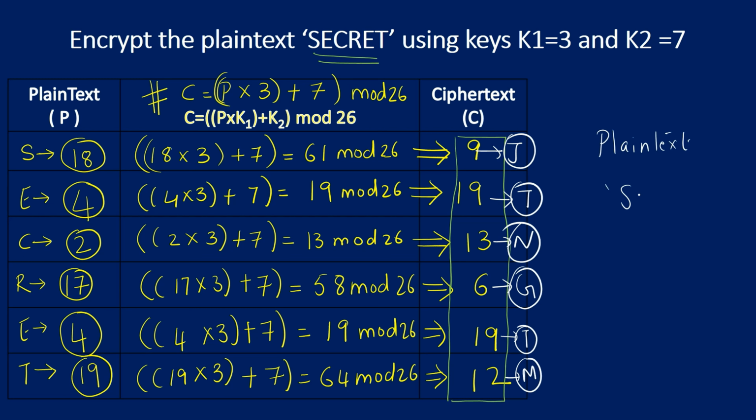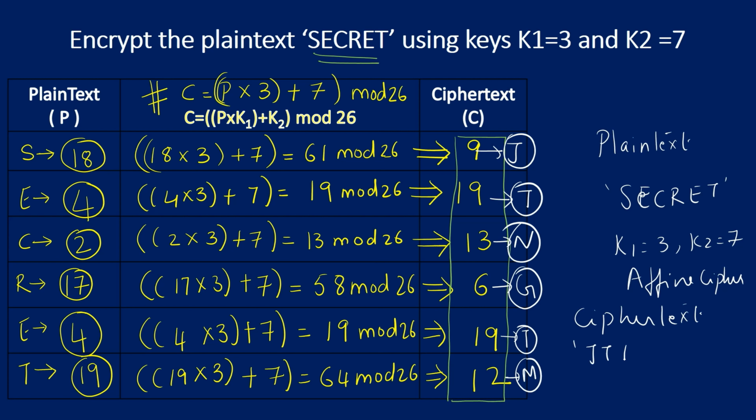Therefore, for the plain text given as secret, using the keys 3 and 7 and the encryption algorithm of the affine cipher, we recovered the ciphertext, which is JTNGTM. So the final answer of the ciphertext is the word JTNGTM. This is how encryption using affine cipher is done.